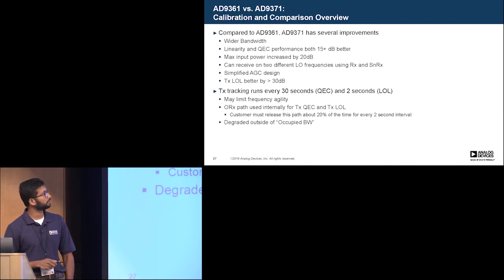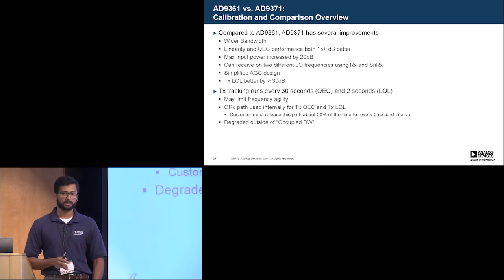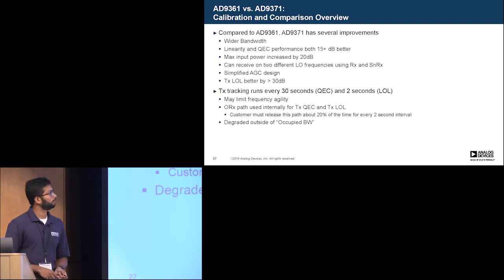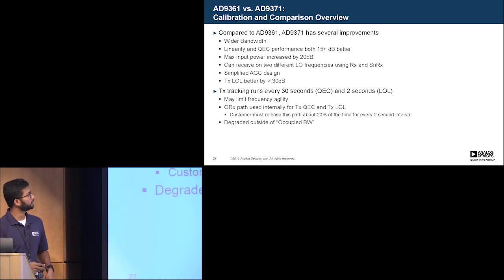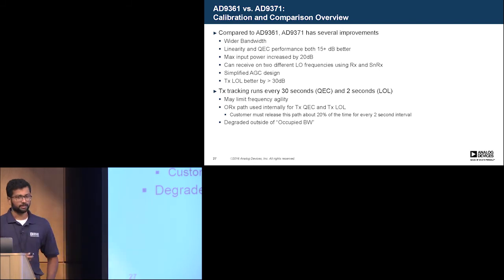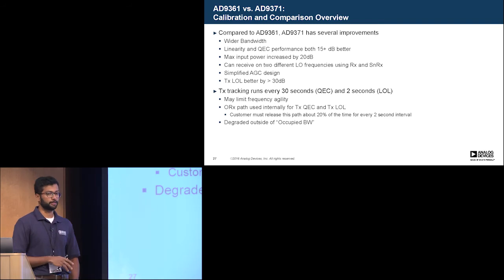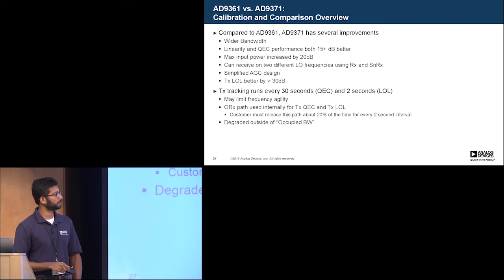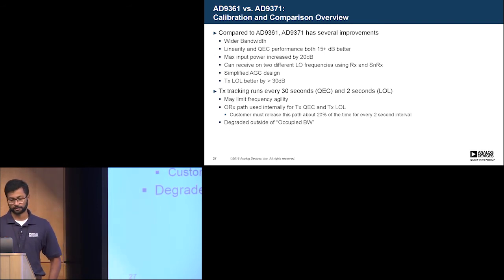You have the QEC tracking that runs every 30 seconds. The LO leakage runs every 2 seconds. This is something that you might want to consider if you're switching from the 6.1 to the 7.1 in terms of frequency agility. Also, the lack of maybe the fast lock profiles is something that you want to think about. Like I said, it's again about trade-offs. So internally, we do use the ORX data path for running some of these cals. Now, there are some other conditions that you need to work through, and if you read the user guide, you will learn that it's easy enough to set up. You might want to consider some of the reference software designs that we give you to design your system as well.